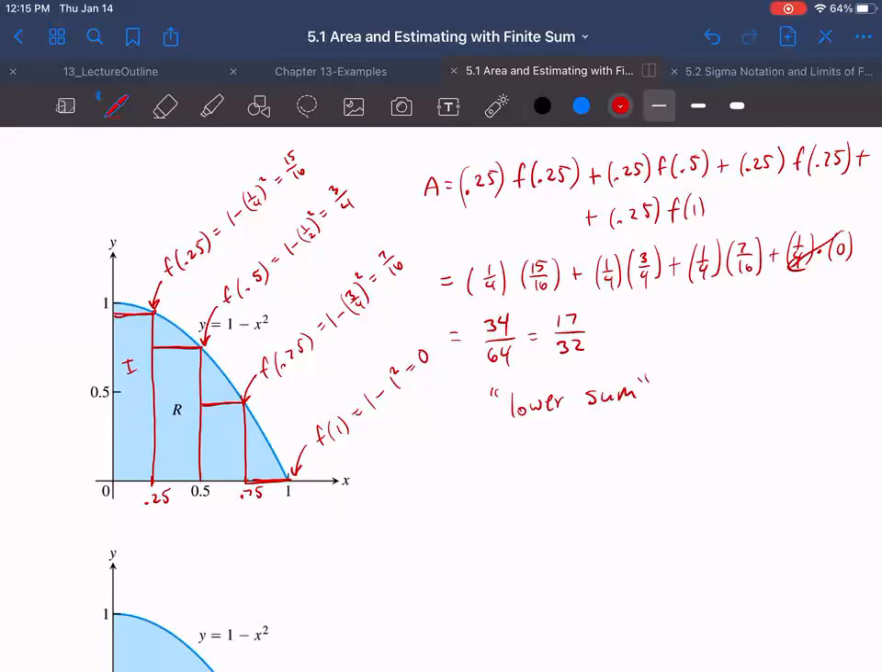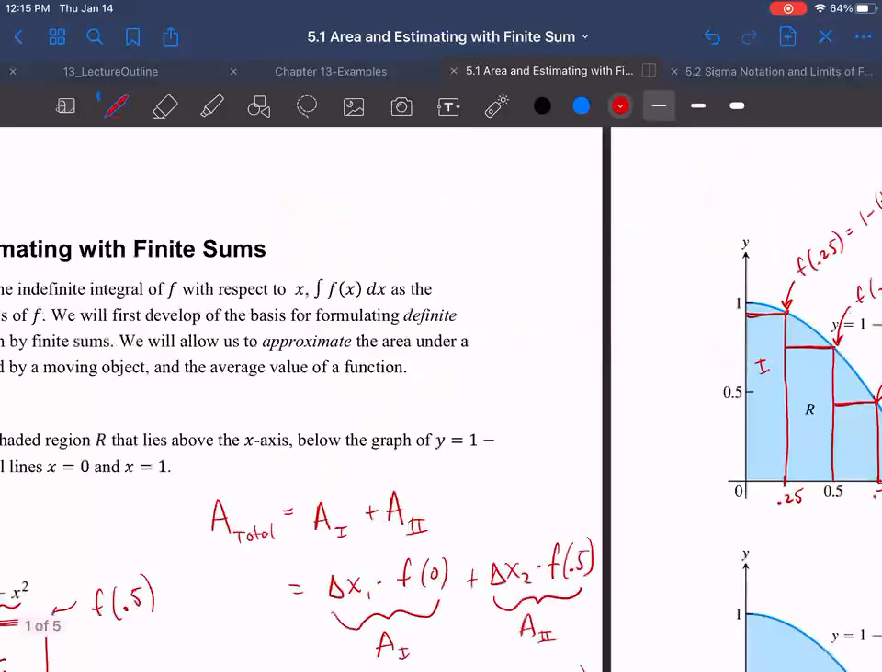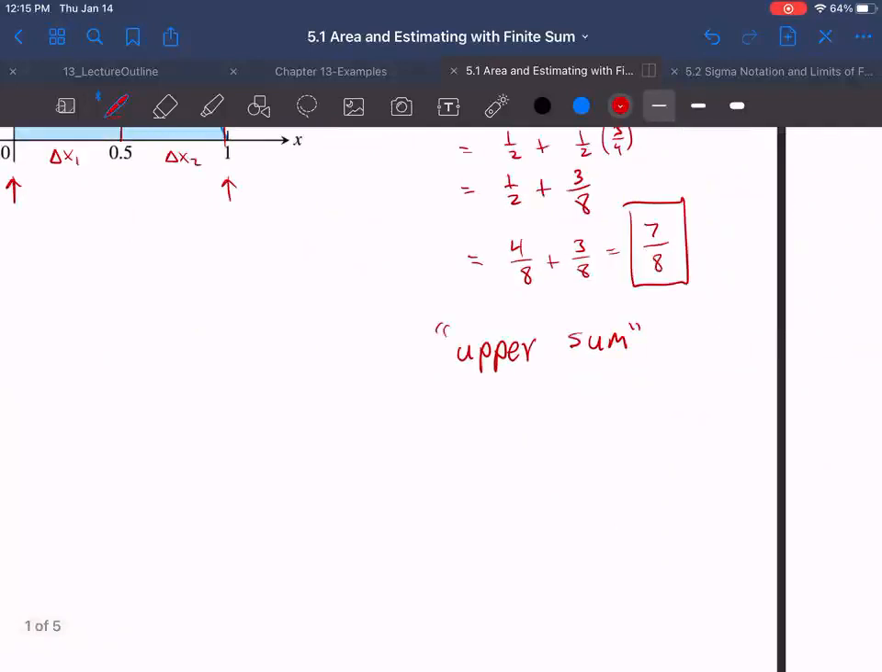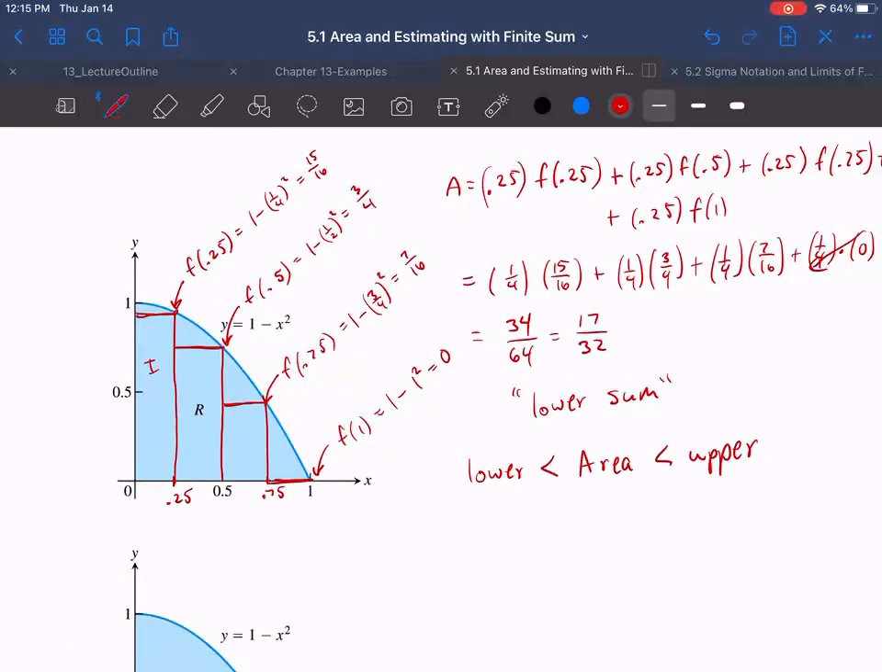And what we know is that our lower sum is less than the actual area, and our upper sum is greater than our actual area. So we know that it has to be somewhere between what we got over here with the 7/8 and what we got here with the 17/32. So this one is definitely less than the area. The other one is definitely more. So we've kind of narrowed it down that it has to be at least somewhere in that range.